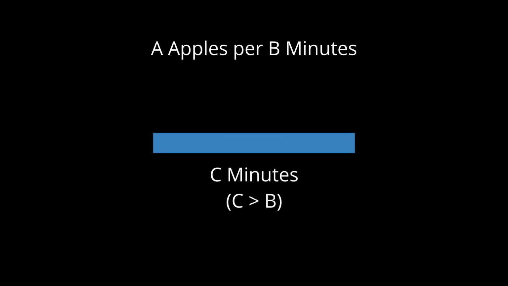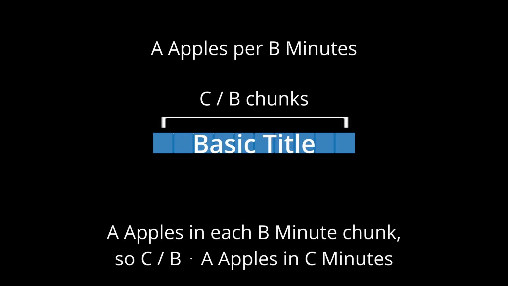So then, if I have some larger amount of time, C minutes, I can find out how many apples I can gather during it by splitting it into chunks of time that are B minutes long, and then multiplying the number of chunks I get by A. This all works exactly like before.